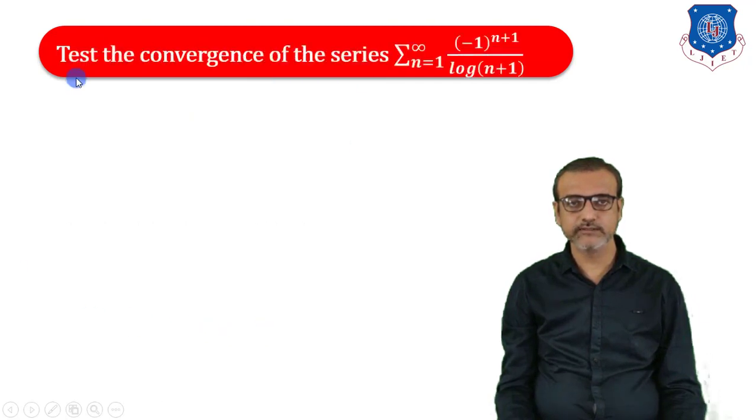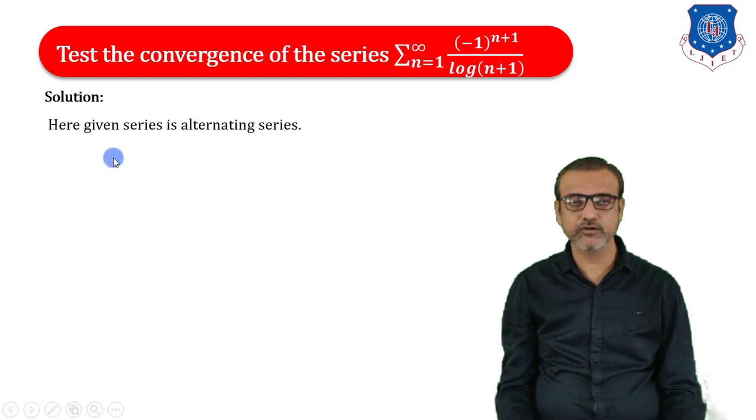Now we have this example related to the Leibniz test. Test the convergence of the series sigma n is from 1 to infinity (-1)^(n+1) upon log(n+1). So here is the solution. Here the given series is an alternating series. Whenever you find terms like (-1)^n, (-1)^(n-1) or (-1)^(n+1), then that particular series is an alternating series.